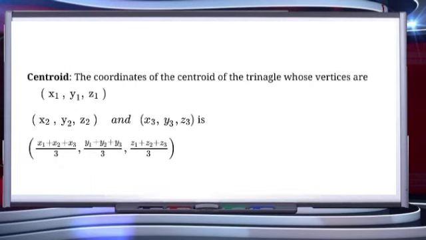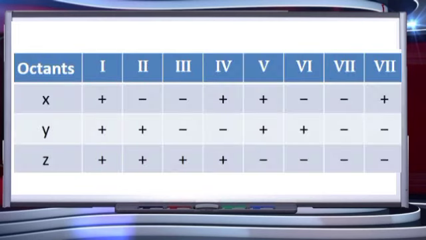Next is the centroid of a triangle. The coordinates of the centroid of a triangle whose vertices are given by (x1, y1, z1), (x2, y2, z2) and (x3, y3, z3) is given by (x1 plus x2 plus x3) by 3, comma, (y1 plus y2 plus y3) by 3 and (z1 plus z2 plus z3) by 3. Students, centroid formula is just similar as we have studied in class 10th, only the z coordinate is added over here. Now the last thing that we need to study in this chapter is octants.